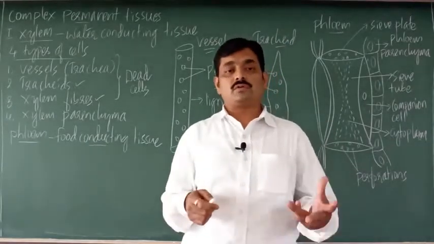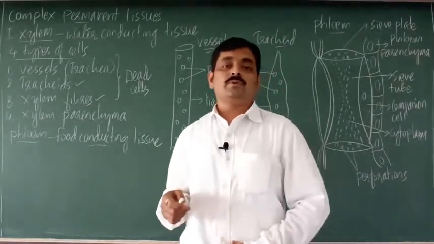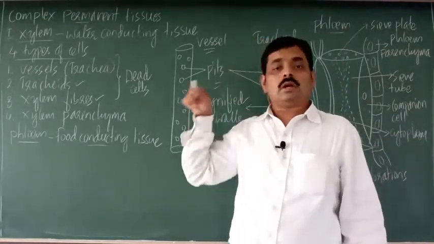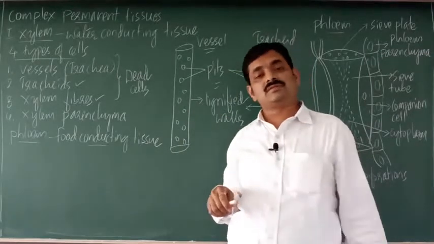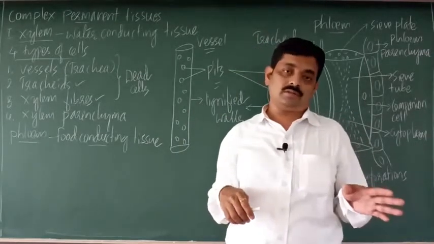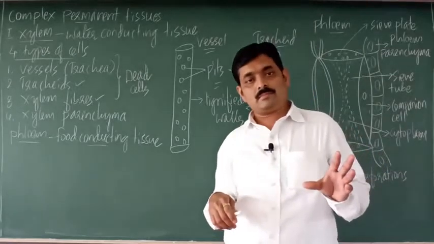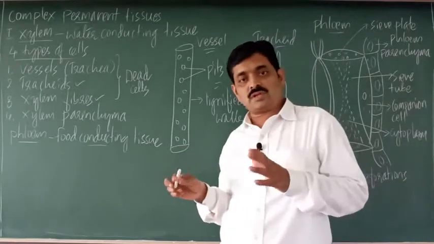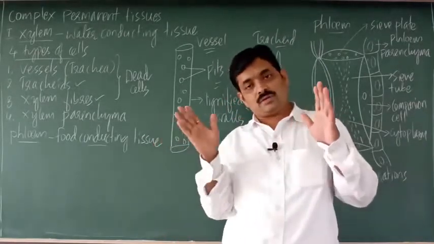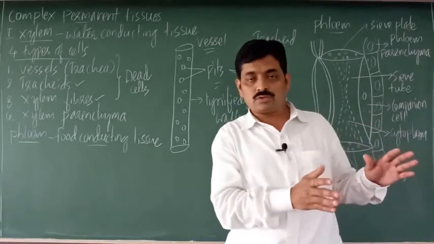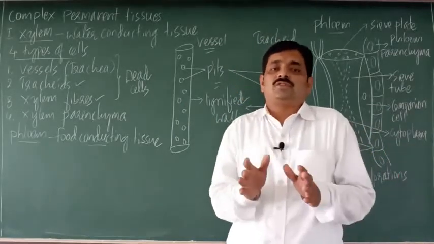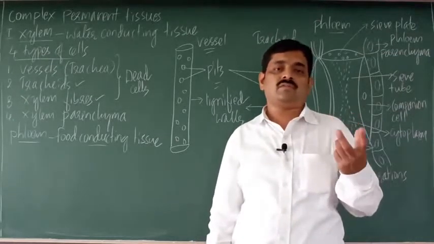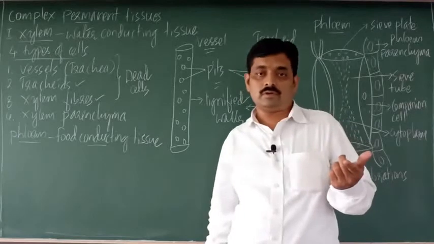So in plants, where food is produced. So food is produced in the leaves by photosynthesis. Now that food that is produced in the leaves, it is transported to the stem, and from stem it is transported to the roots. So this transport of food takes place through phloem. So in this way, phloem performs the function of conduction of food.